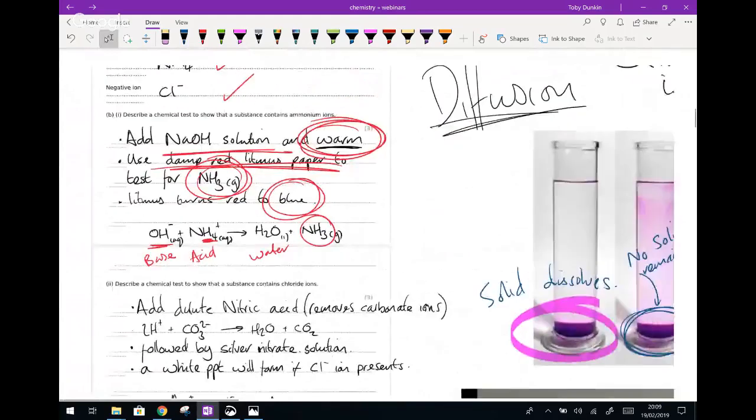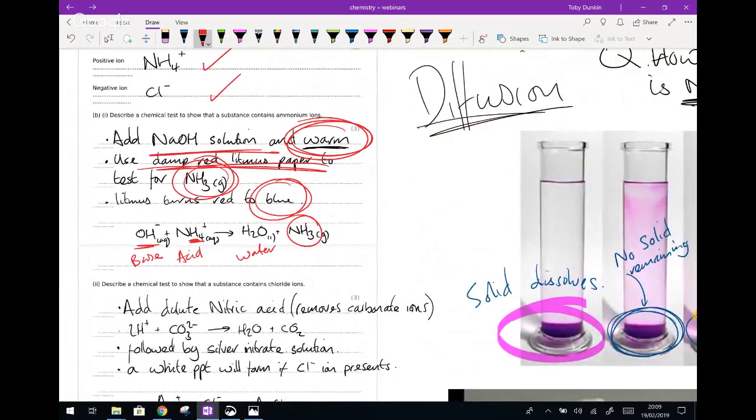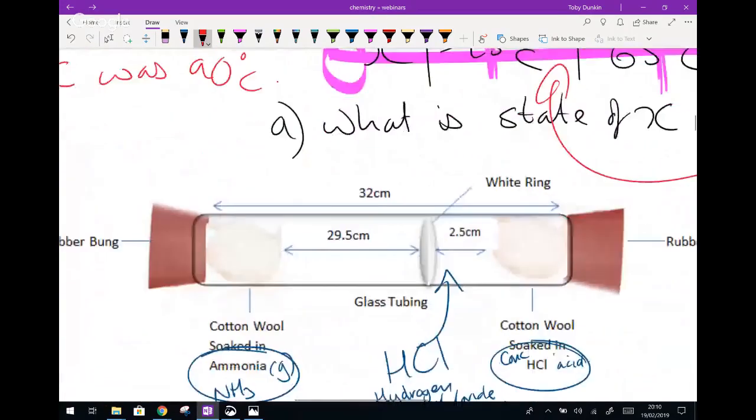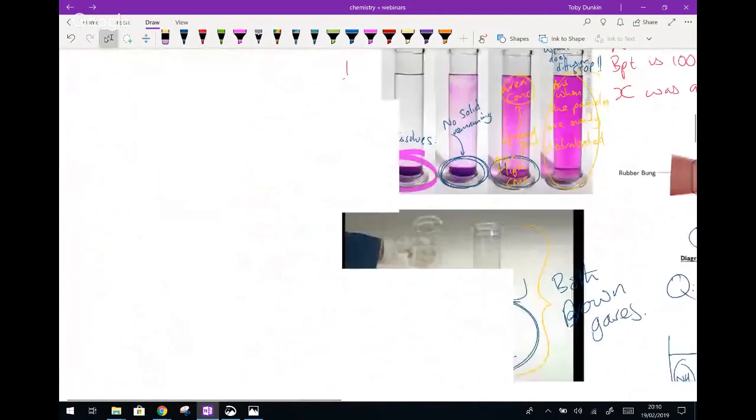The alternative test for the ammonia gas, not for the ammonium ion, that is the only answer, but the test for ammonia gas is you can also put conc HCl nearby, and you will get white misty smoke, which is what this is doing. Nice to talk about that.